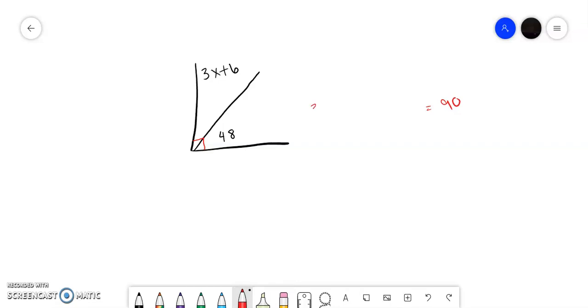If I add 3x plus 6 and I add this 48 to it, plus 48, I should be able to set it equal to 90 and solve for x. And that's what we're going to do.